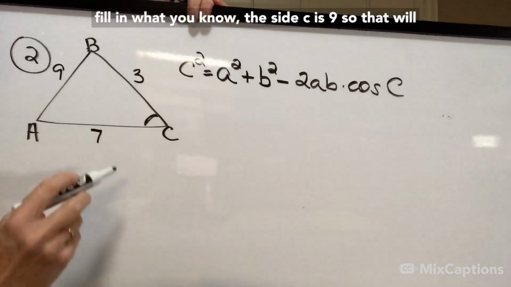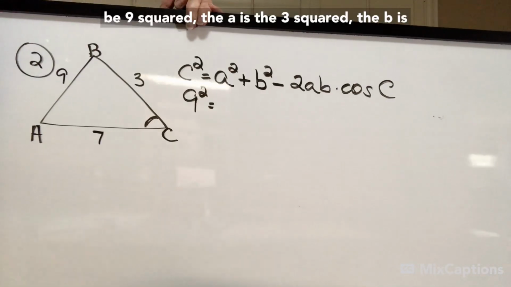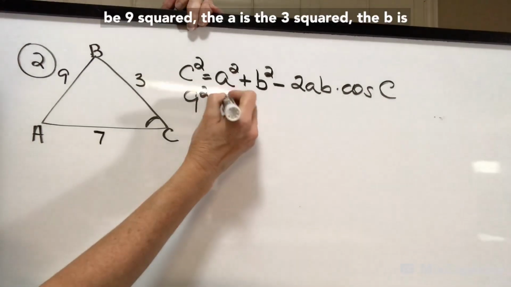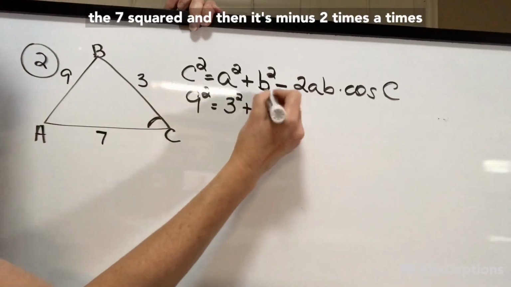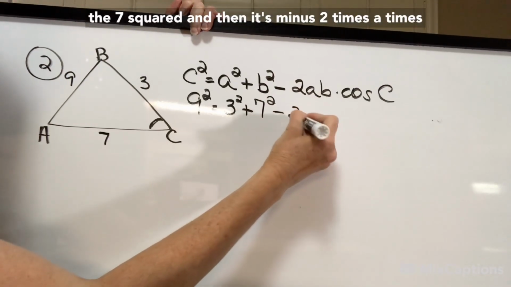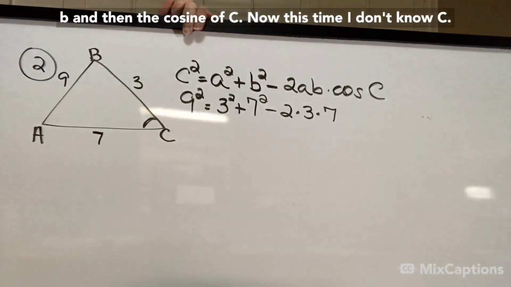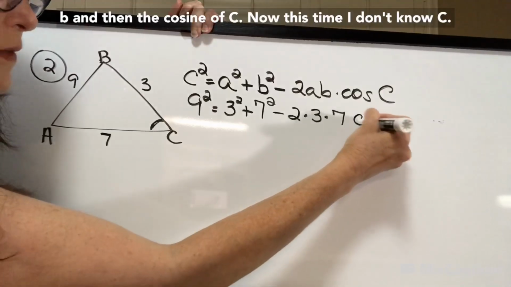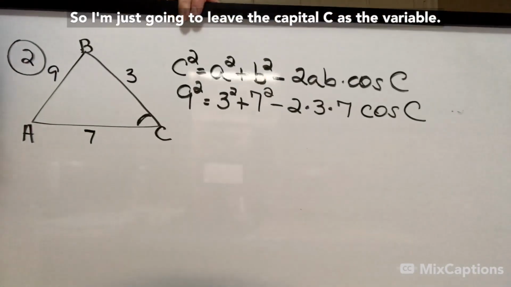Fill in what you know. The side c is 9, so that will be 9 squared. The a is the 3 squared. The b is the 7 squared. And then it's minus 2 times a times b, and then the cosine of C. This time I don't know C, so I'm just going to leave the capital C as the variable.